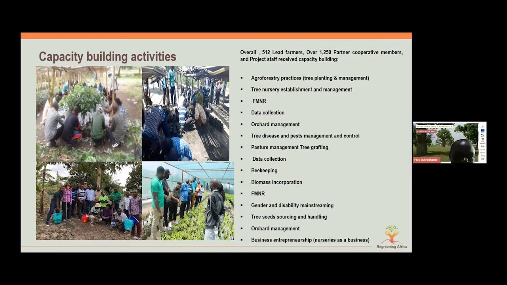You can see in the photos, during different activities in the nursery, how to conduct grafting, how to manage nurseries, as well as run the LDSF. You can see images of colleagues from Nairobi who facilitated training. Next slide.